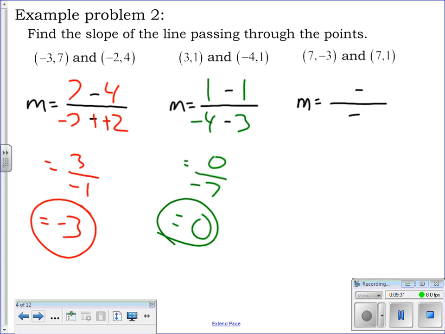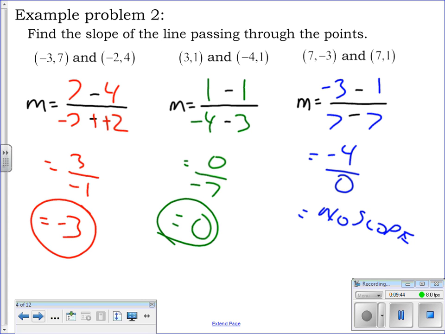Okay, let's say negative 3 minus 1 over 7 minus 7. Negative 4 over 0 is no slope. I get 0 in my denominator.